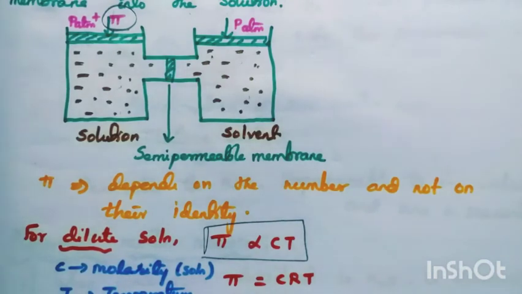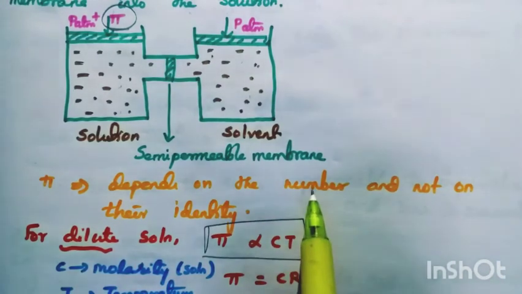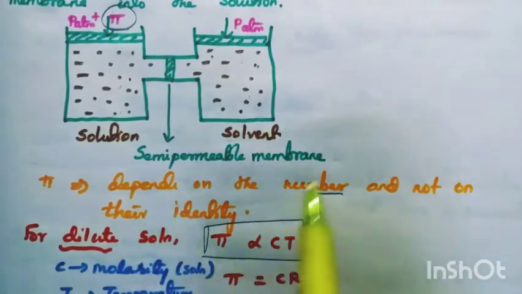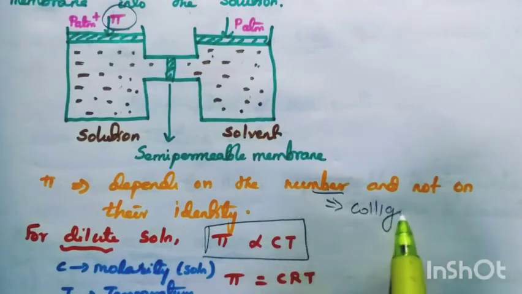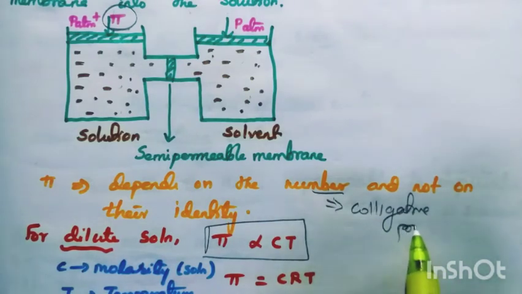That is osmotic pressure. Pi depends on the number of particles and not on their identity. Therefore, it is a colligative property. Number means colligative property.